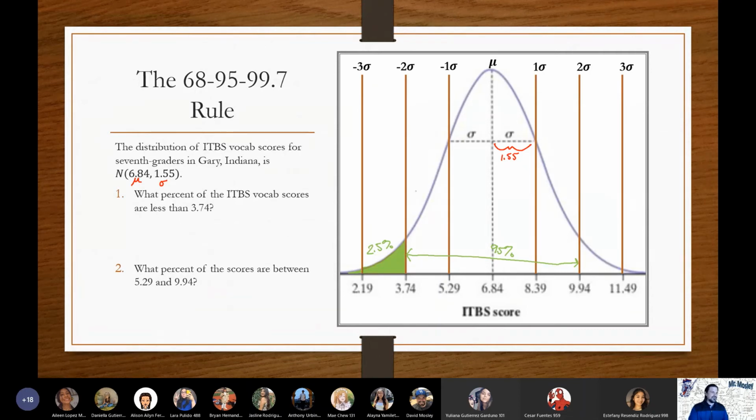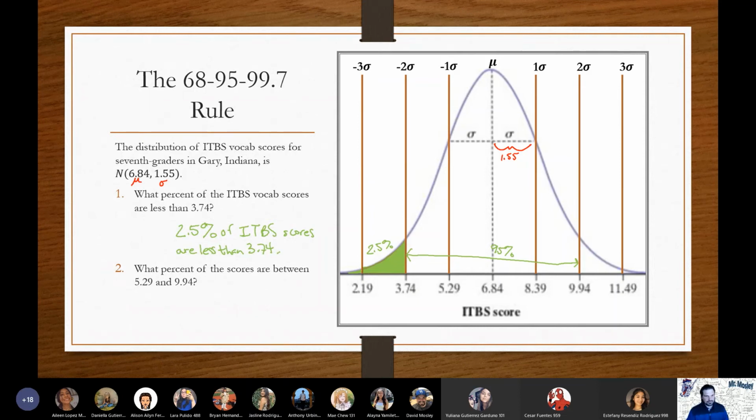Since I know that between two standard deviations is 95%, then half of that 5% that's left over goes to the left side, the other half goes to the right side. So we have 2.5% of ITPS scores are less than 3.74.